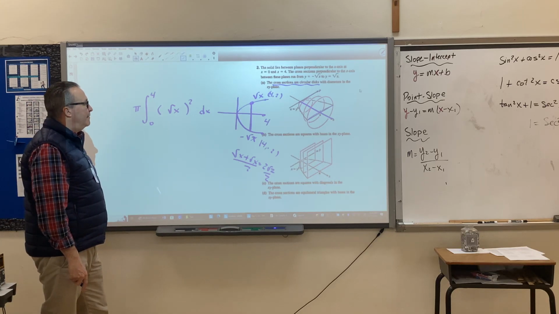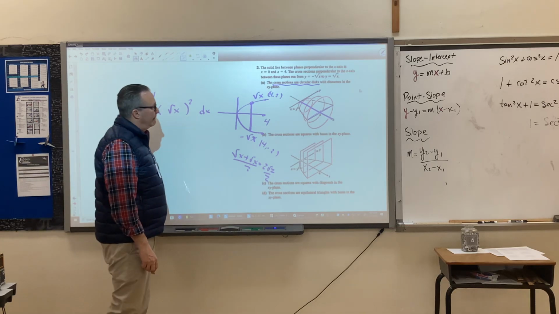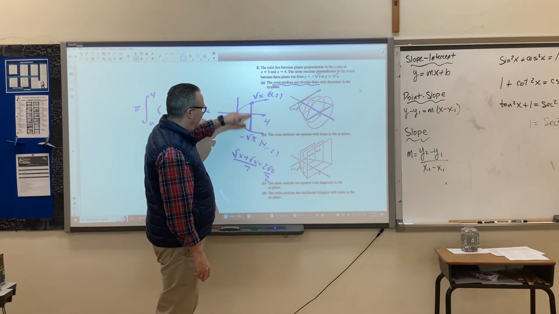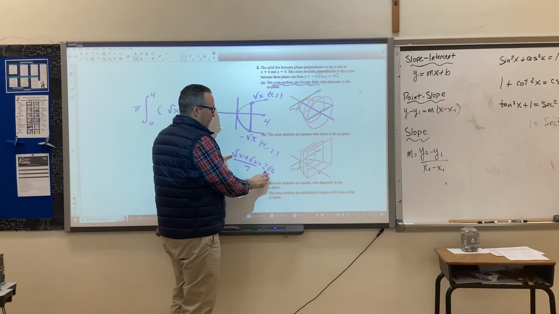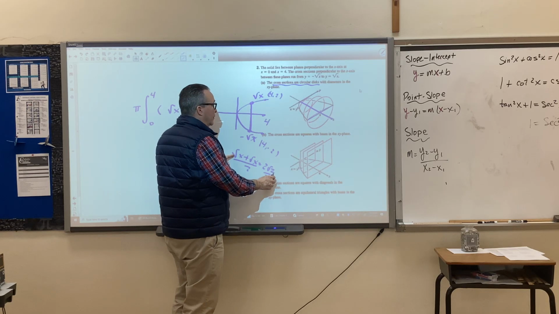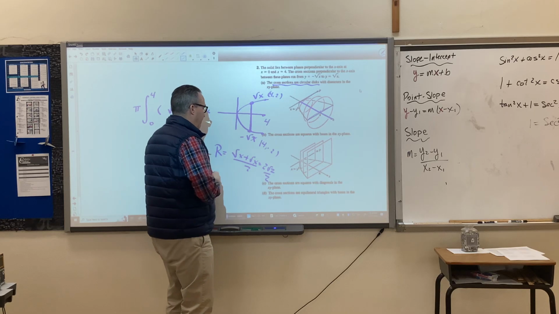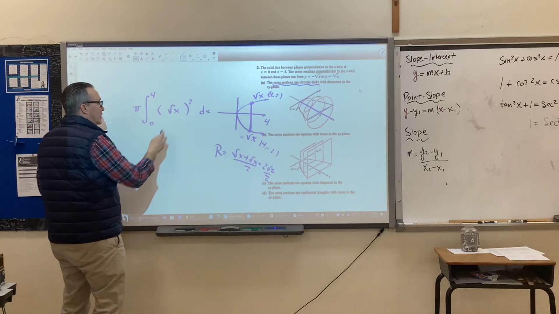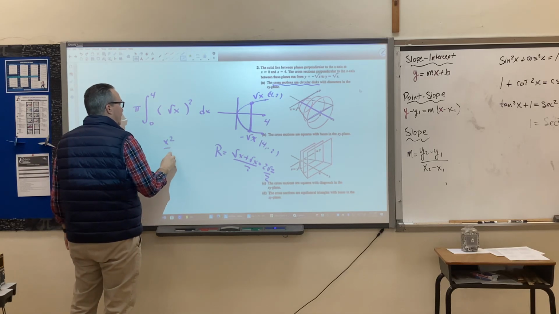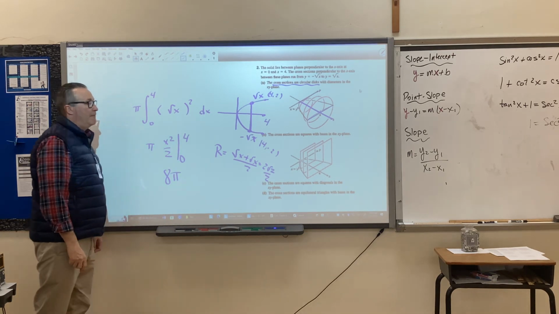So we have to find the radius in terms of this distance. That distance is 2 square roots of x, but the radius is half of that. So we're integrating pi r squared. This is x, so x squared over 2 we have to integrate, times pi, evaluated from 0 to 4. So it's 8 pi for A.